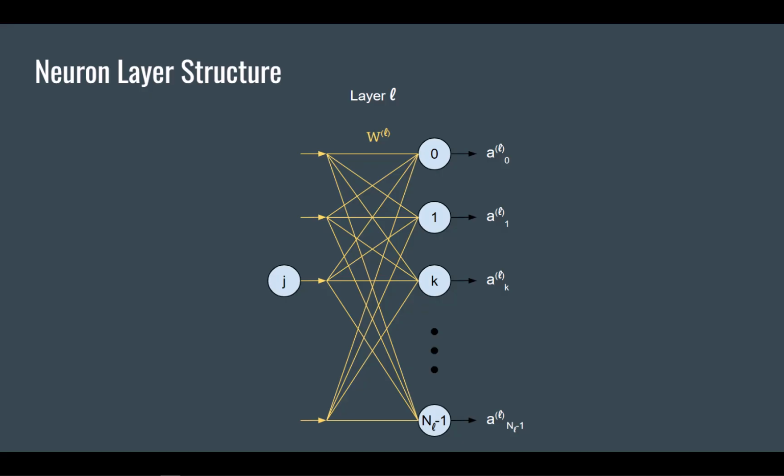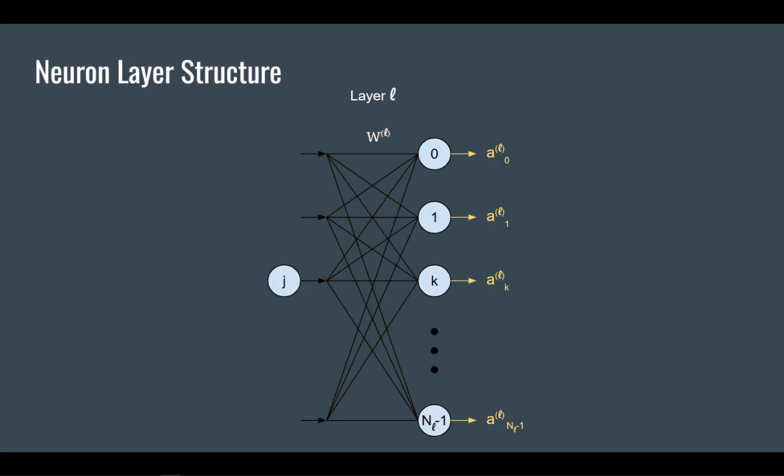The layer's composite connection weight matrix is labeled W superscript l. Each neuron produces an output labeled a superscript l sub k. If this is the last layer of the neural network, the outputs represent the outputs of the neural network. Otherwise, they will become inputs to the next layer of the neural network.